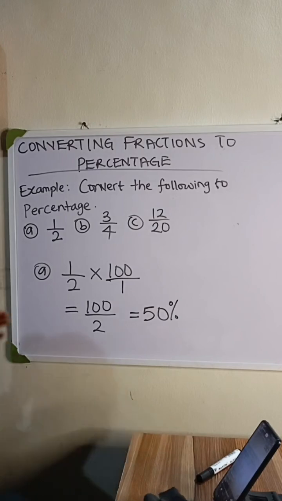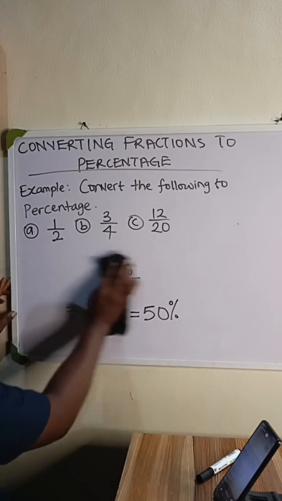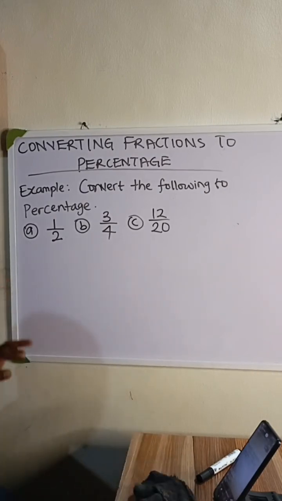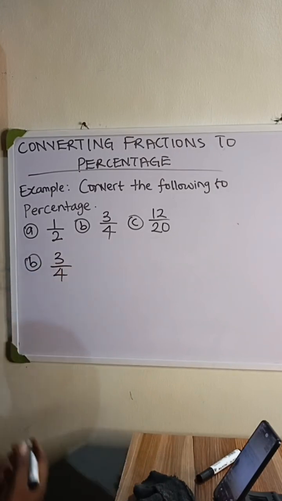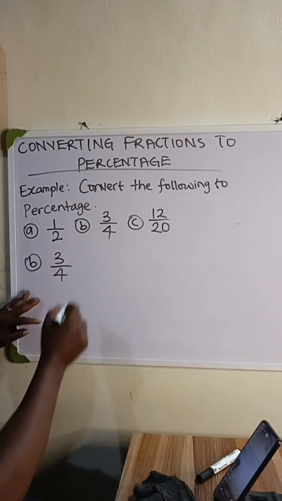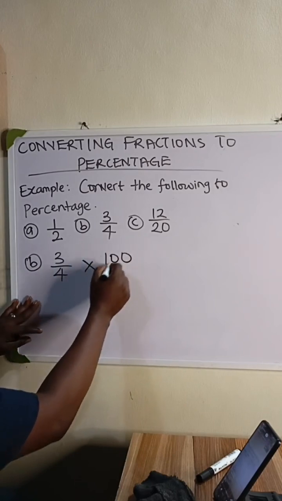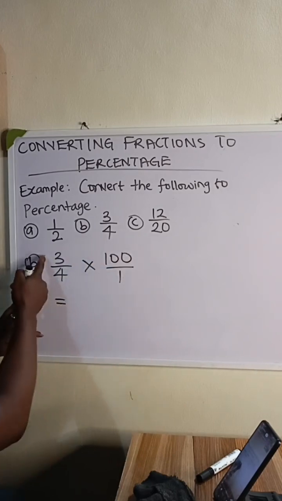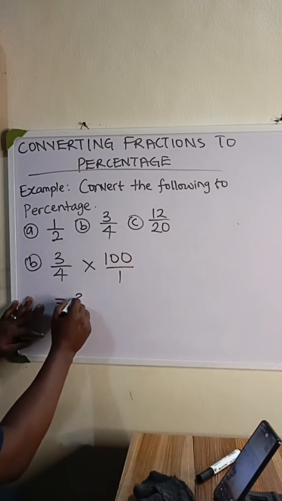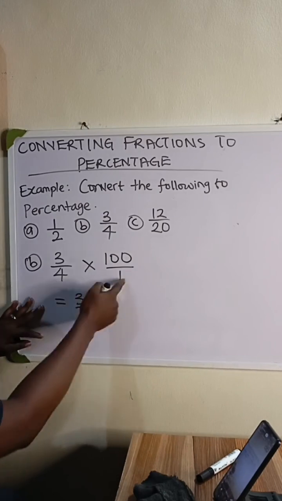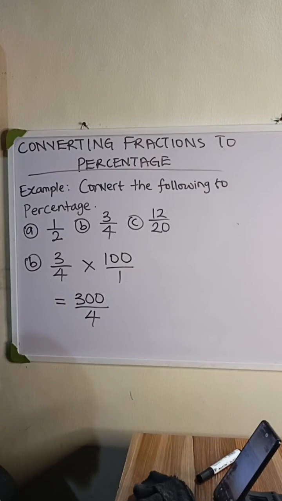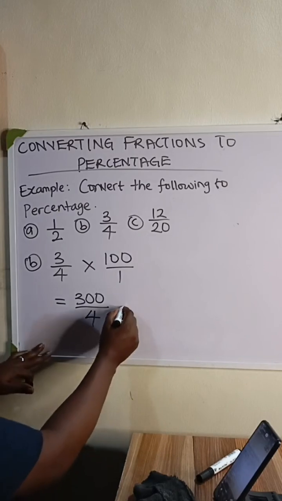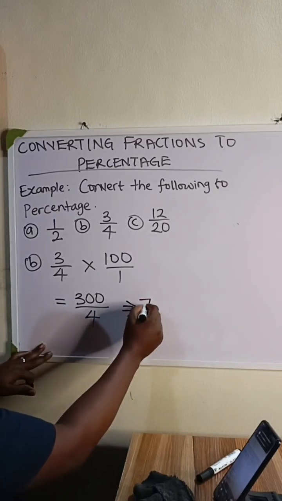We're running out of time. B. 3 over 4. We want to convert 3 over 4 to percent or percentage. We multiply by 100. So 3 times 100 gives us 300, and 4 times 1 gives us 4. So 300 divided by 4 is going to give us 75. So we have it as 75%.